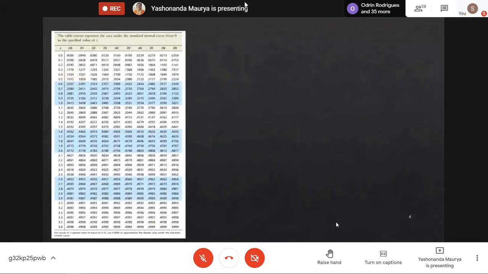Yeah. And now the next one. I guess the previous one was third. So now let me take the fourth one. What is the probability that Z lies between, say, minus 1.86 to 2.0? What is the probability of this?